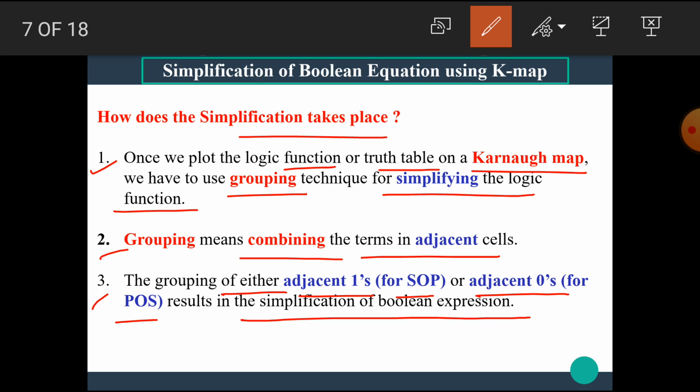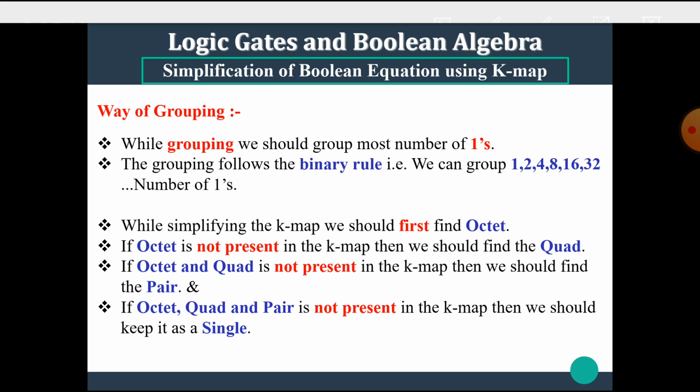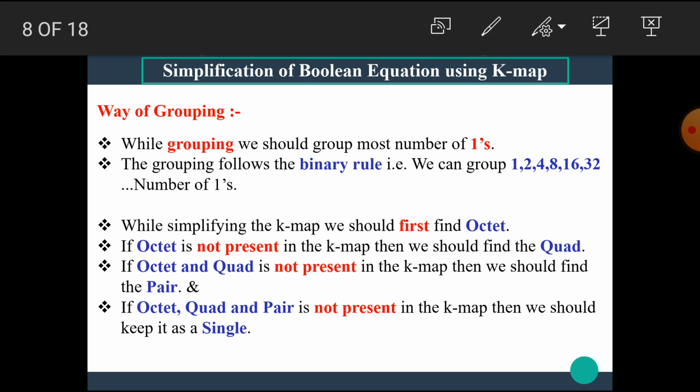That means if we have any logical function or any truth table, then we first have to plot it on a Kmap. Then we have to fill in the values of zeros and ones. If we want to simplify the expression in SOP, then we have to group the adjacent ones, and if we want to simplify for the POS, then we have to group the adjacent zeros. Okay, now let's see the way of grouping.